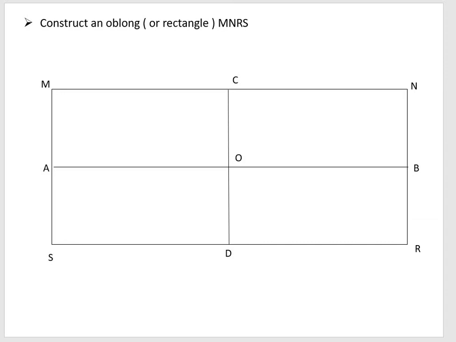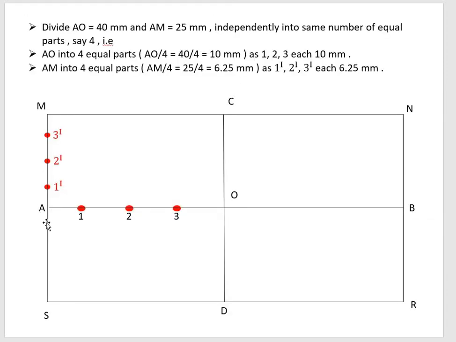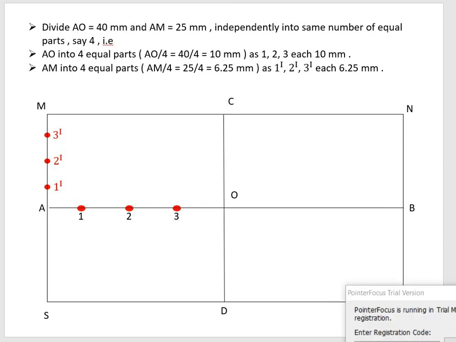Next, we know that AB is 80 mm. So definitely AO will be half. And what is half of AB?